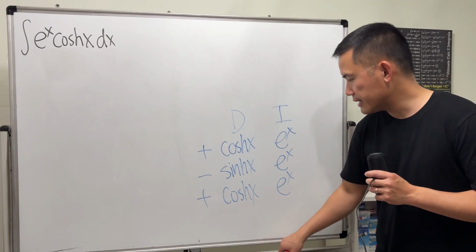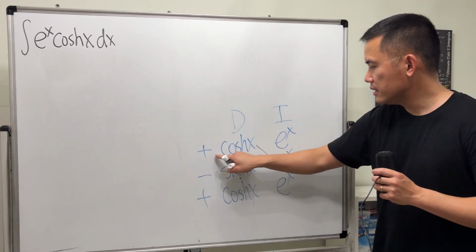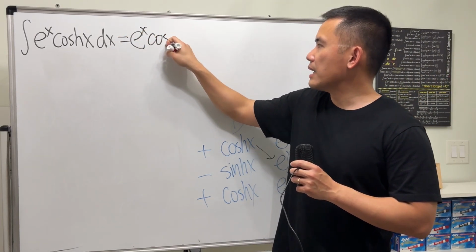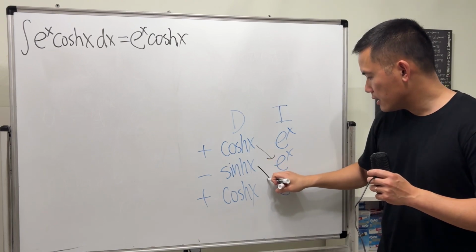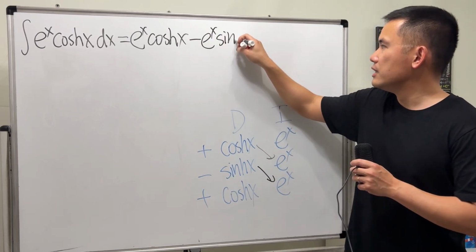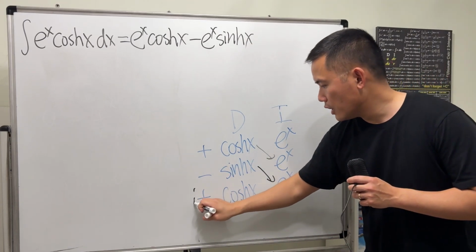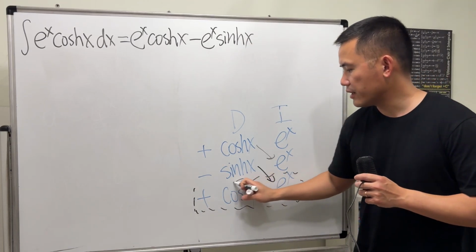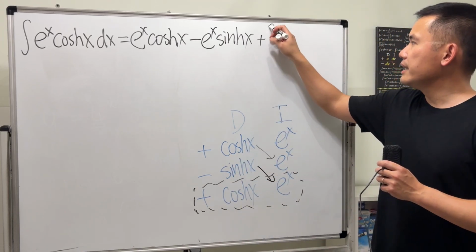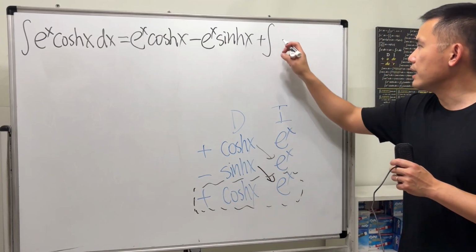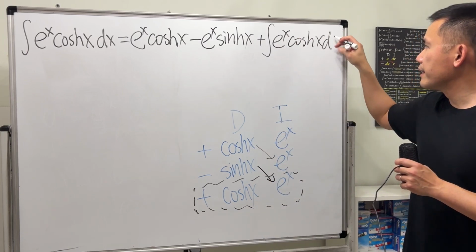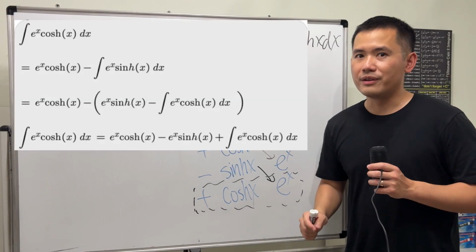And then let's just go ahead and multiply this. That will be the first part of the answer, which is e to the x times cosh of x. And then this will be minus e to the x times sinh of x. And then lastly, we are going to multiply these two together and then put that inside of an integral. And this is a plus integral, and then we have e to the x times cosh of x. So that's how they got this right here.